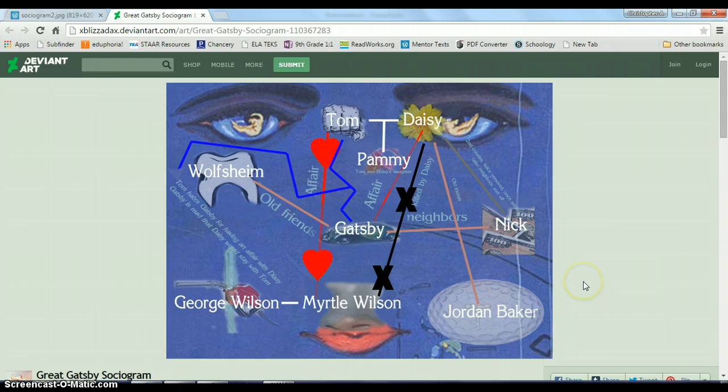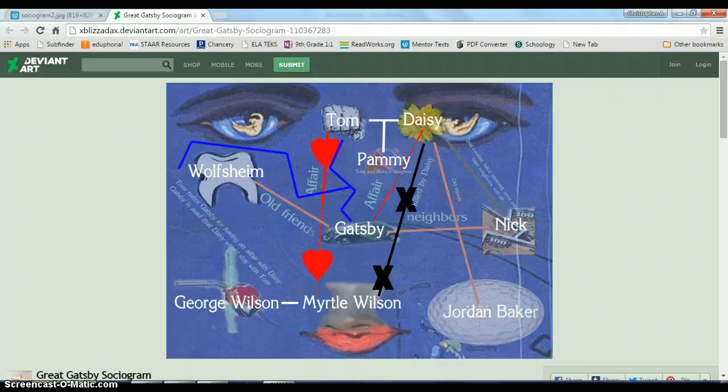Okay, so if you've ever read the book or seen the movie Great Gatsby, you're going to know about some of these characters. For instance, you're going to know about Gatsby. You'll probably remember Daisy, or you'll probably remember Tom. And what this sociogram has done is show us a little bit more about the characters. It's done a little bit of analysis with the characters, just using pictures, symbols, and lines. So watch how this works.